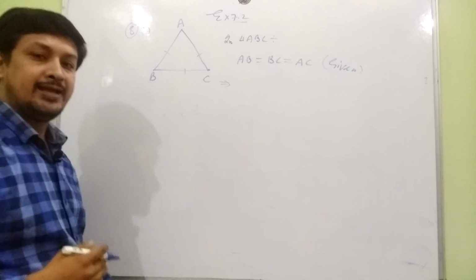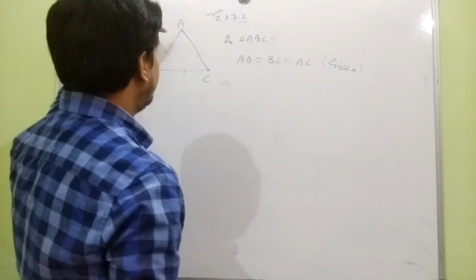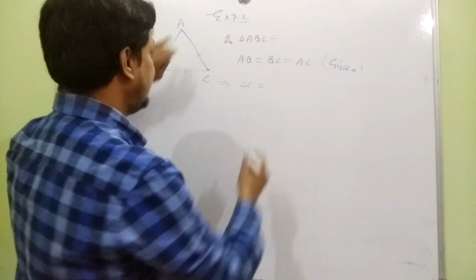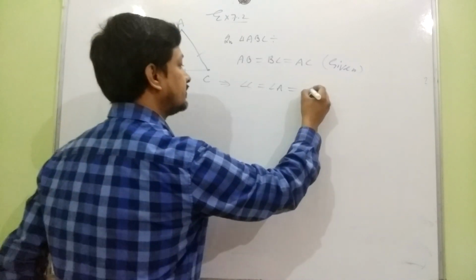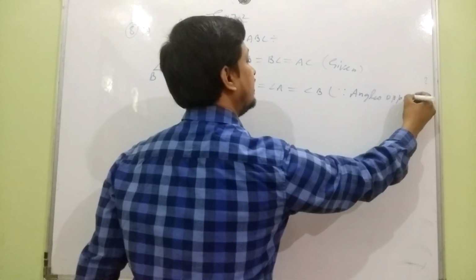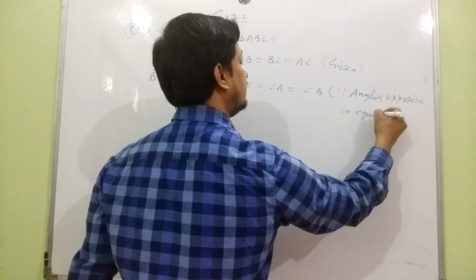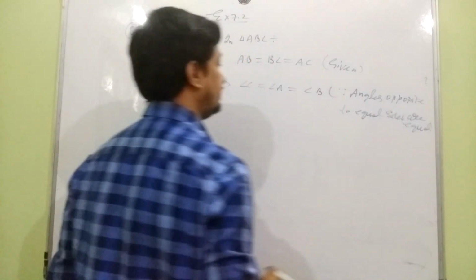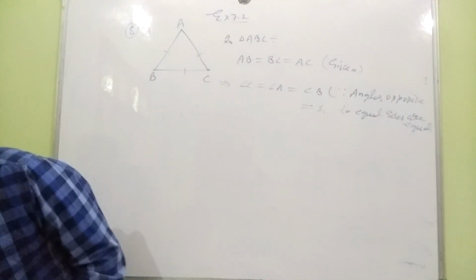So we know the angles opposite to equal sides are equal, as in the previous question. So angle opposite to AB side is angle C. Angle opposite to side BC is angle A. Angle opposite to side AC is angle B. Since angles opposite to equal sides are equal, that's why. So if these angles are equal, let us consider them to be x.